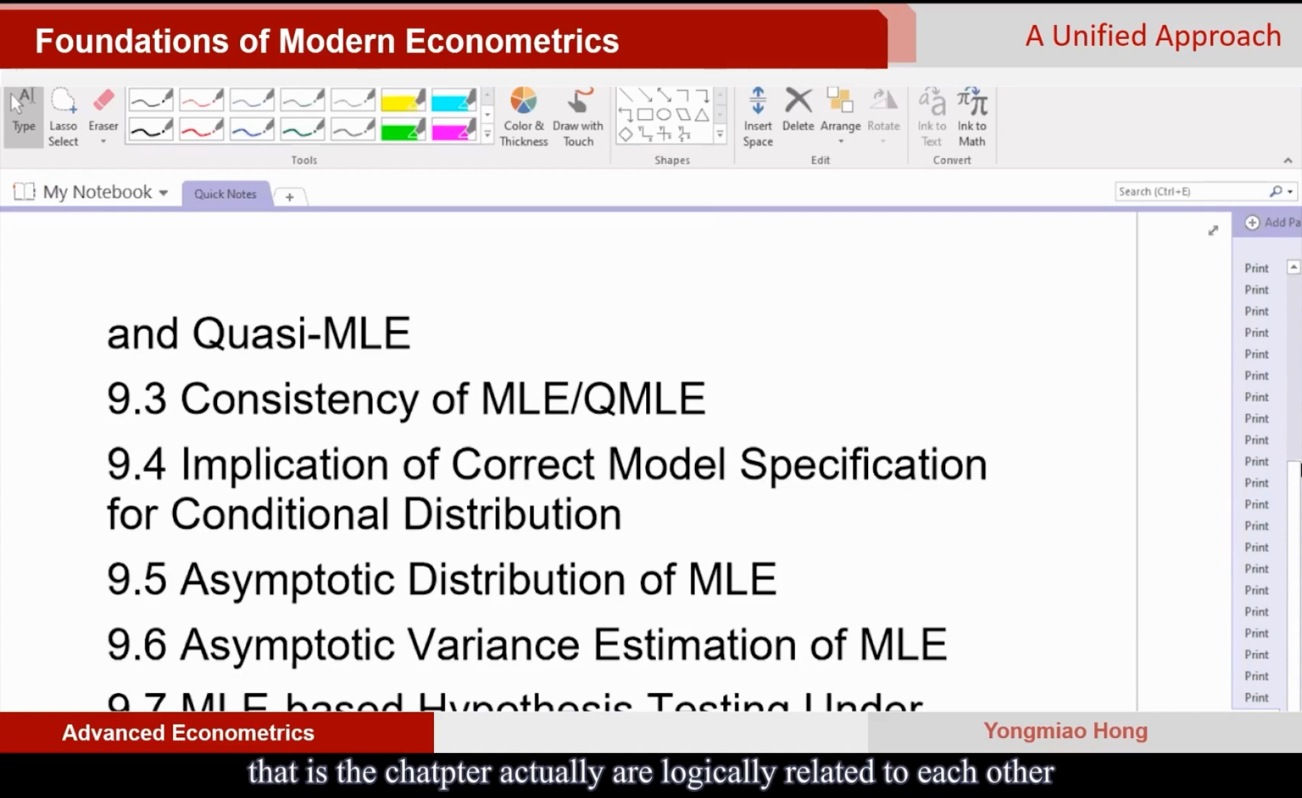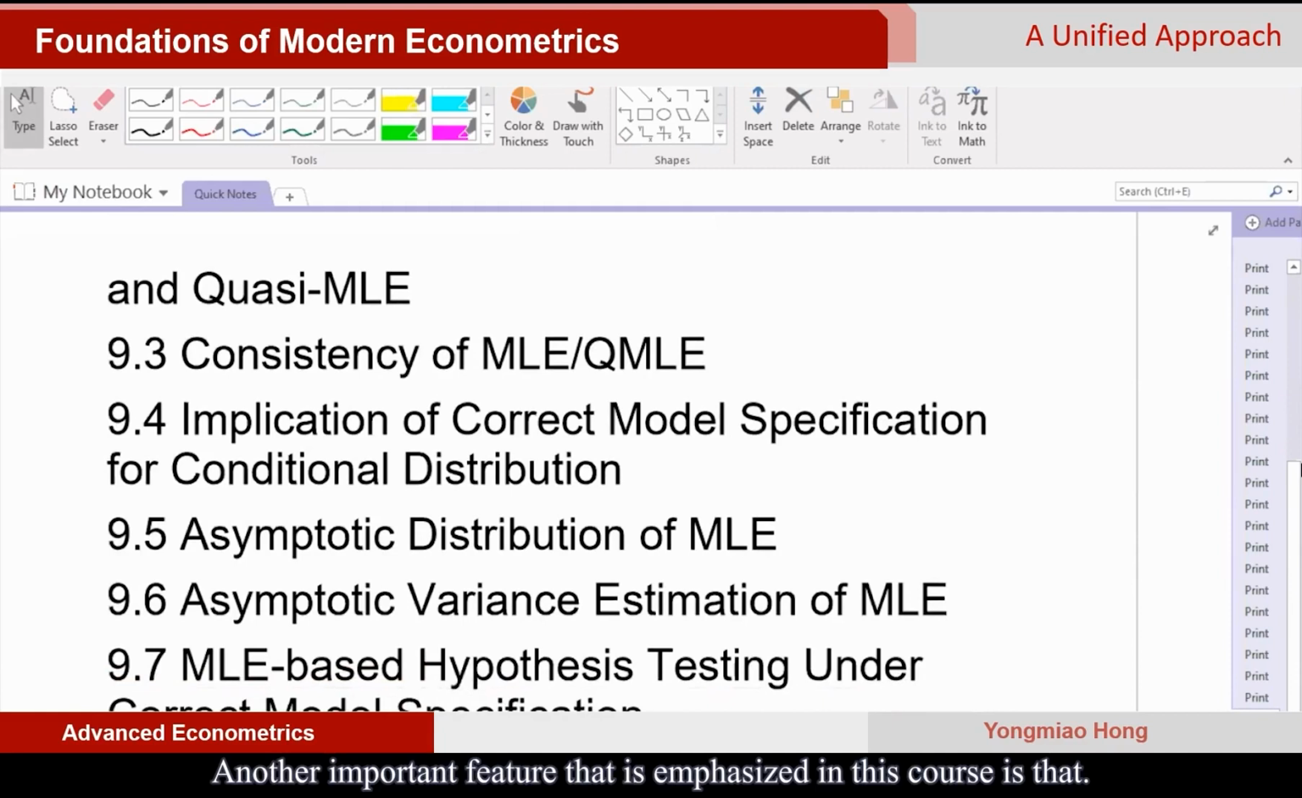That is, the chapters are actually logically related to each other, right? And we use chapter 2 and chapter 3 as a starting point. Especially from chapter 3, we are going to relax the classical assumptions and then develop modern econometric theory based on more general assumptions, right? And the analytic tools that we use, including the law of large numbers, the central limit theorem, and the Taylor expansion, have been repeatedly used in every chapter. So by doing this, we are able to get a good command of how to apply them to do econometric theoretical analysis, right?